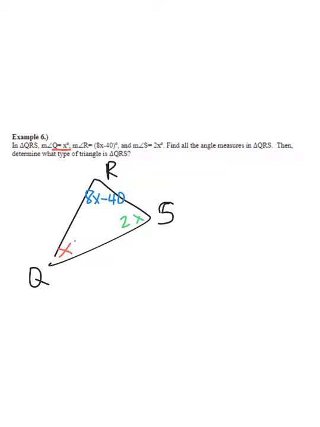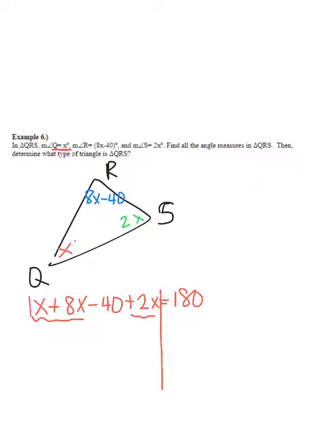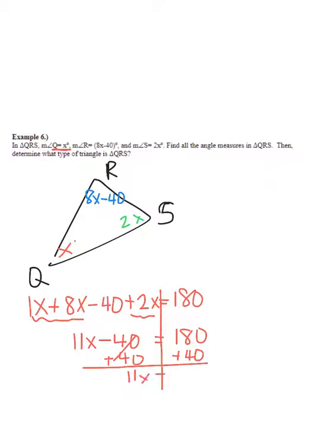So add the three angles of the triangle together and set it equal to 180. So x plus 8x minus 40 plus 2x equals 180. Add your like terms. So 1x plus 8x plus 2x would be 11x. Bring down your minus 40 equals 180. Add your constant to both sides, so add 40 to both sides. And we'll get 11x equals 180 plus 40, which would be 220.